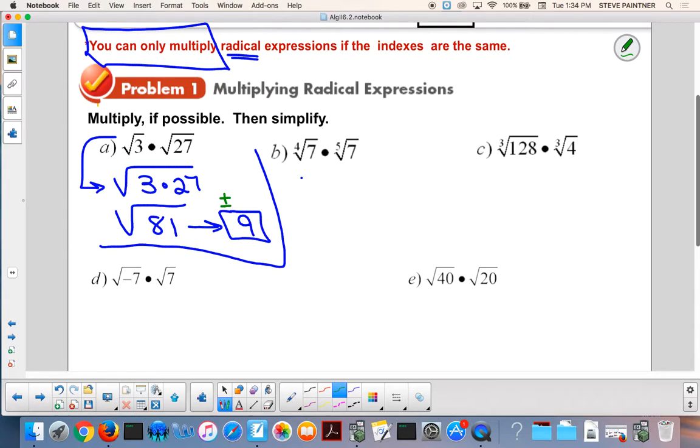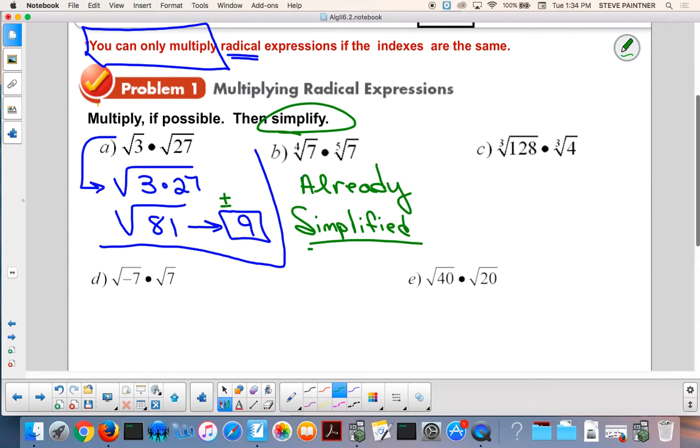Okay, is this times this possible? No. So I'm just going to write, it's already simplified. It's done. Don't do anything. That's actually the one you want to see because there's no work to do. You just say, simplified, done. Do you think it's on the quiz? Yes, it's on there. And you know what happens? 10% of the students say 7 times 7 is 49, in the fourth root of 4, and they keep going. You can't do it.